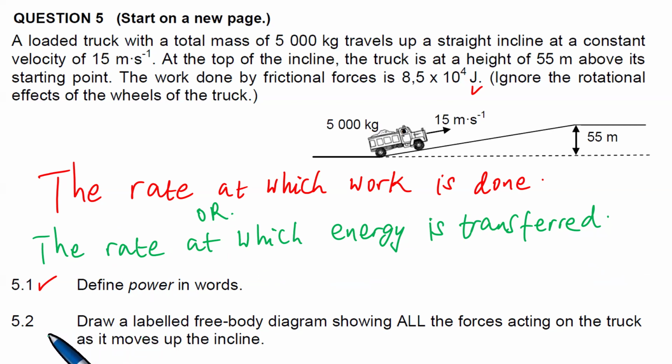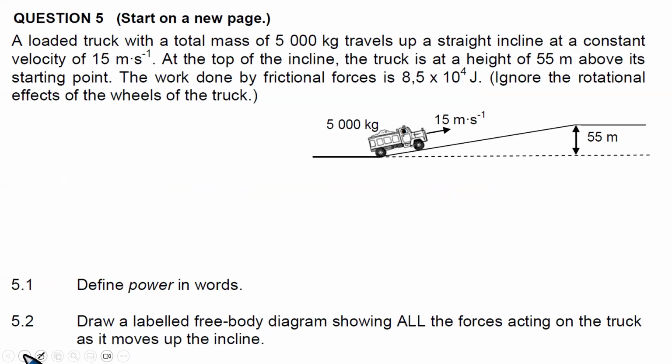Now, I want us to continue and look at the labeled free body diagram showing all the forces acting on the truck as it moves up the incline. The truck is going up the incline at a constant velocity of 15 meters per second. We draw the diagram together. If you look at 5.2, we proceed as follows.